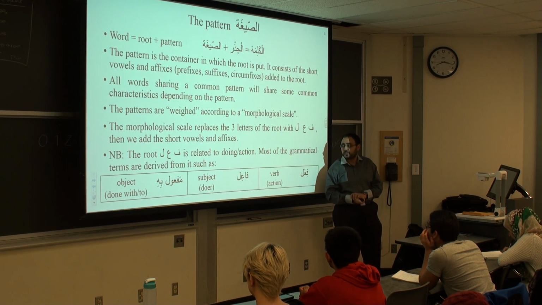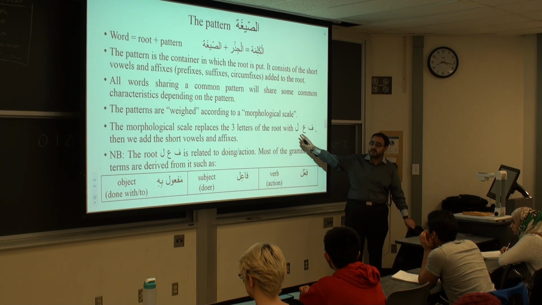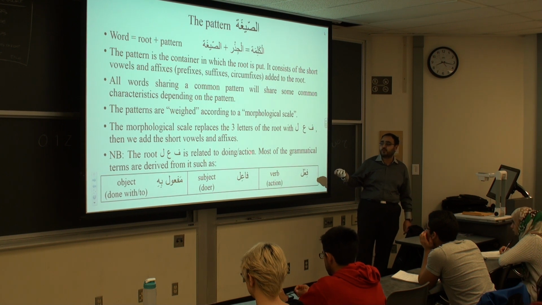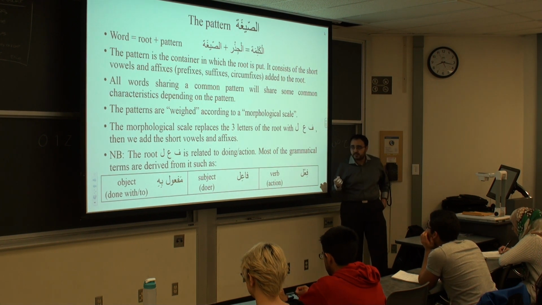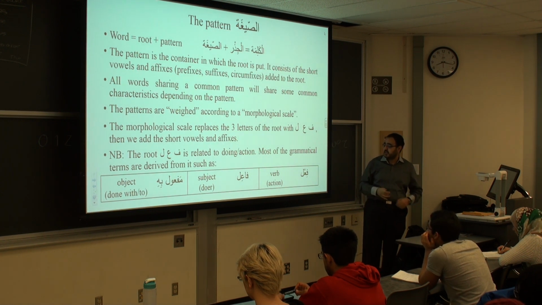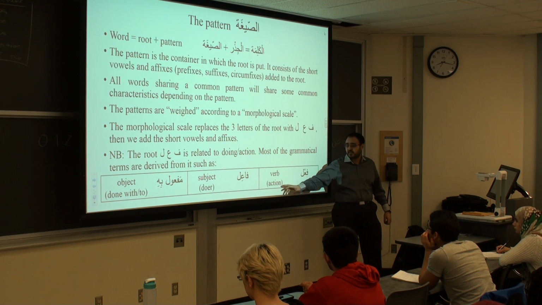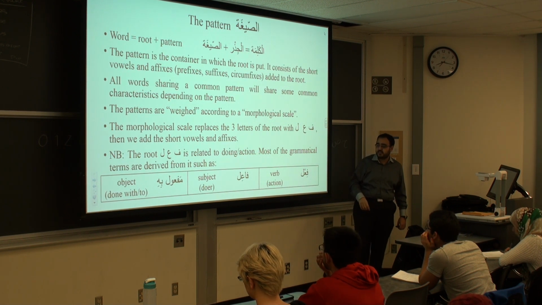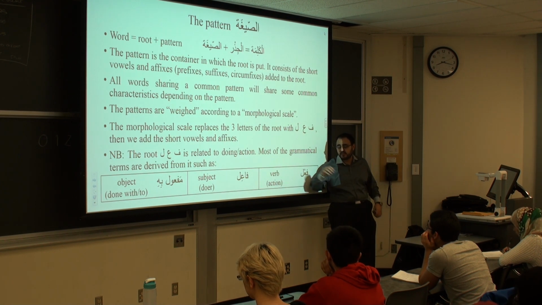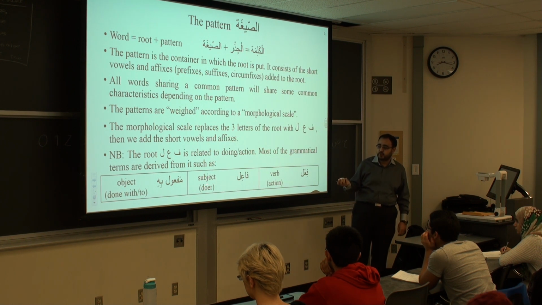It's worth noting here that this root itself, the fa, ayn, lam root, has to do with doing or action, and most of the grammatical terms are derived from this root, such as fi'al. Grammatically, it means verb, and literally it means action. So the word fi'al literally means action. Grammatically, it means verb. Fa'il, literally it's the doer.